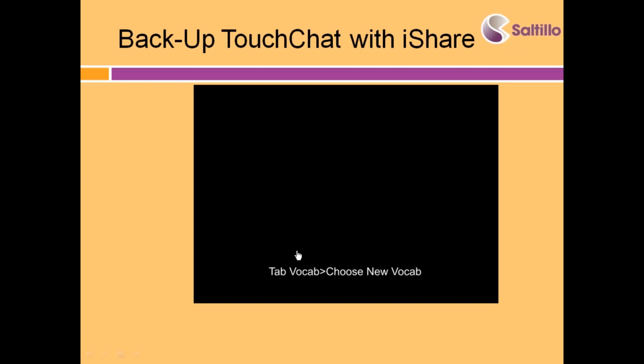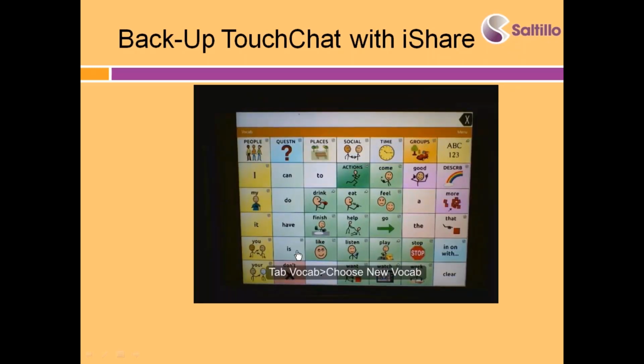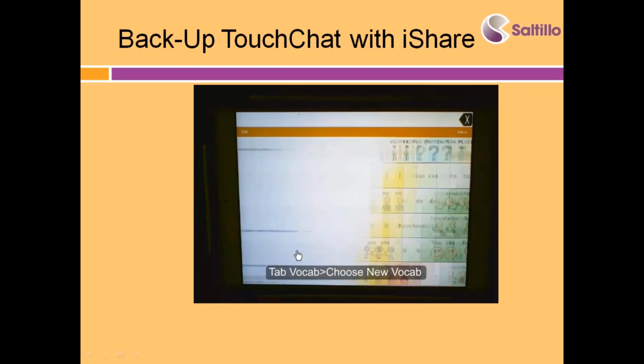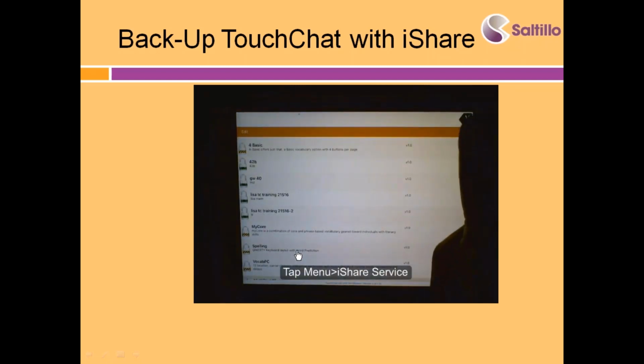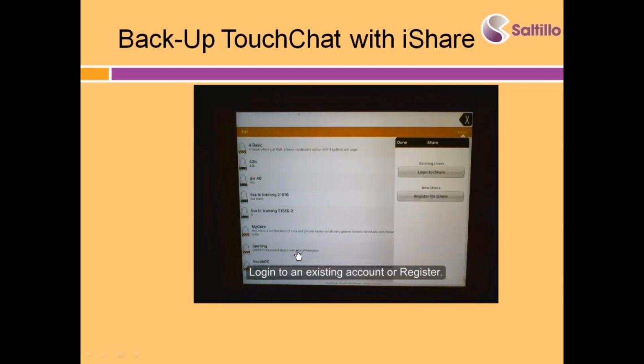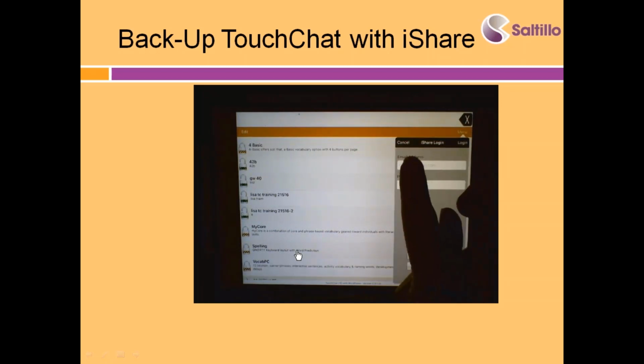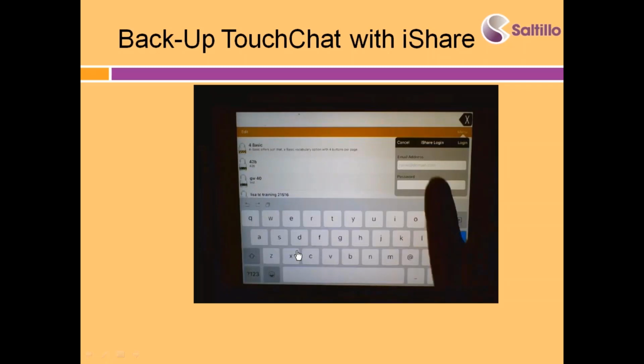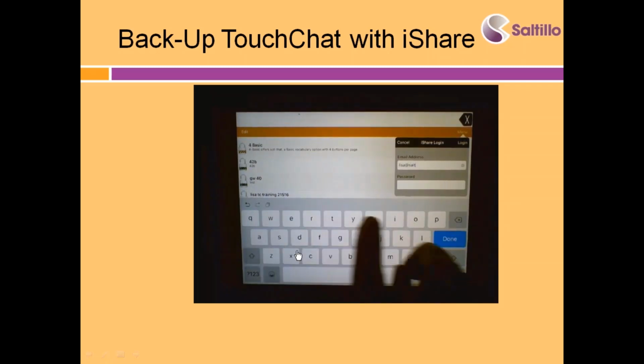So, backing up with iShare. You're going to go onto the menu. It's the same with all of them. You start with that, and now you're on iShare. So then you just put in your address. You could either register as a new one, or you go in and put in your regular email address, and then put in the password that you've made.